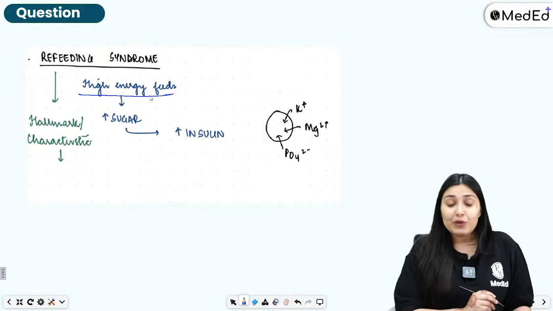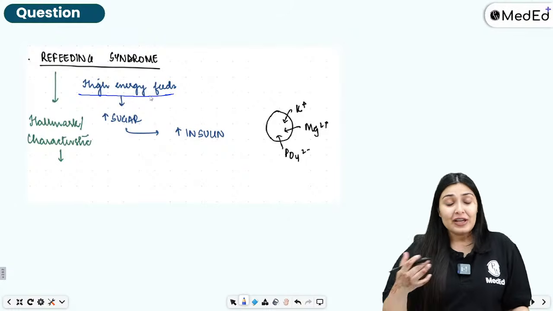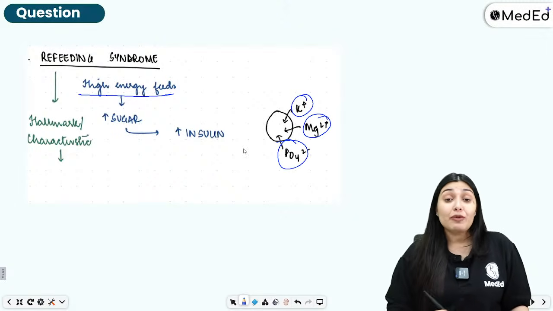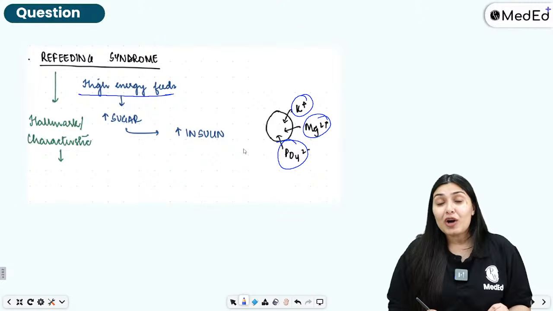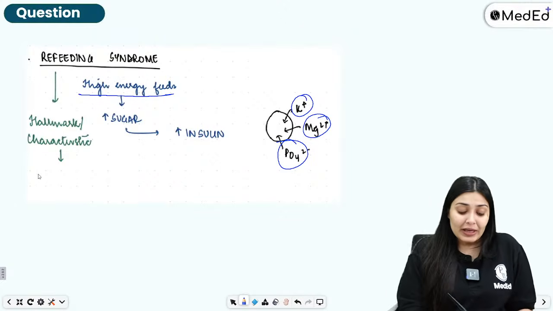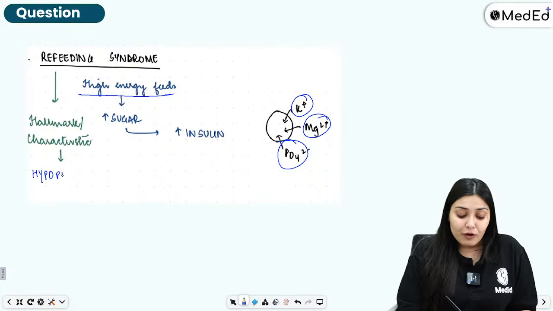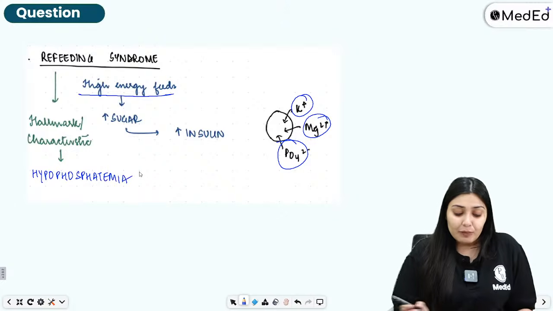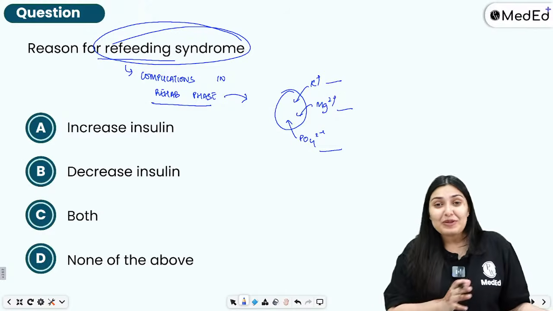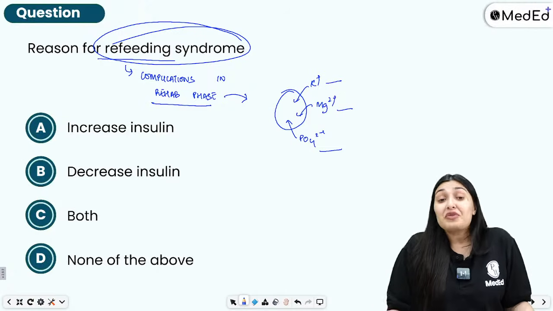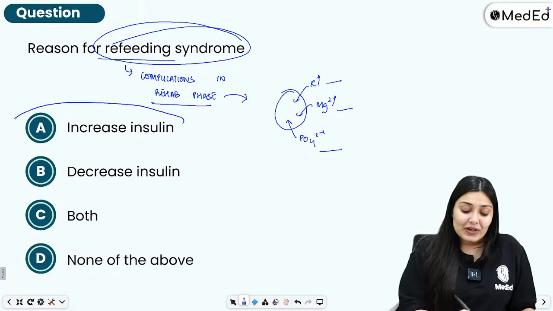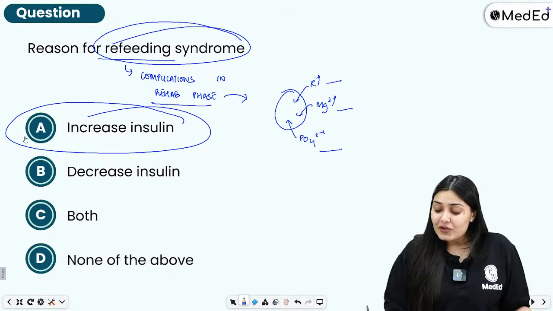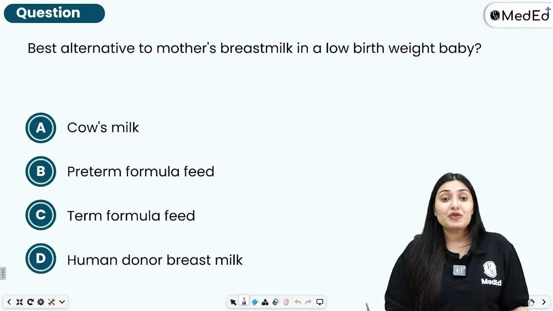We see during the rehabilitation phase that the high energy feeds will increase my insulin, that will cause hypokalemia, hypomagnesemia and hypophosphatemia. And they ask which is the hallmark or characteristic feature of this refeeding syndrome. Remember, the hallmark is hypophosphatemia. Right? Hypophosphatemia. So coming back to the question, it was the reason for refeeding syndrome. So we understood the reason. It is increase in the insulin. Right? So this is about refeeding syndrome. Let's move to the next question.